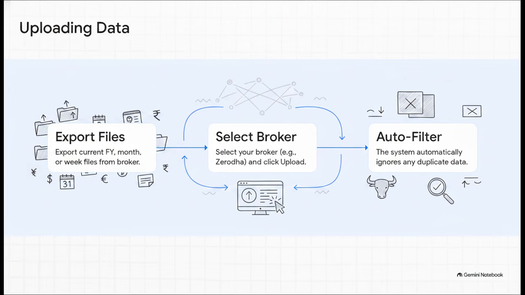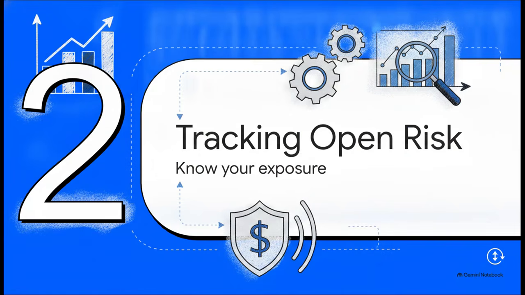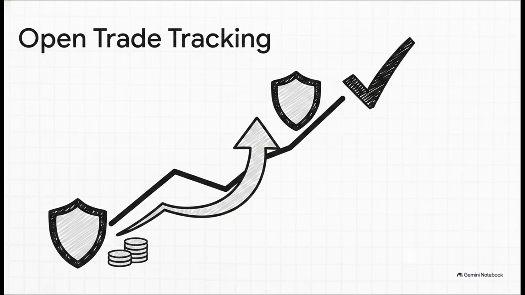It just handles it. Moving right along to Section 2, tracking your open risk, knowing your exposure before the next trade. So, once your trades are securely in the system, we head over to the Open Trade page. Think of this as your real-time monitor for your current cash allocation and, crucially, your active market exposure.